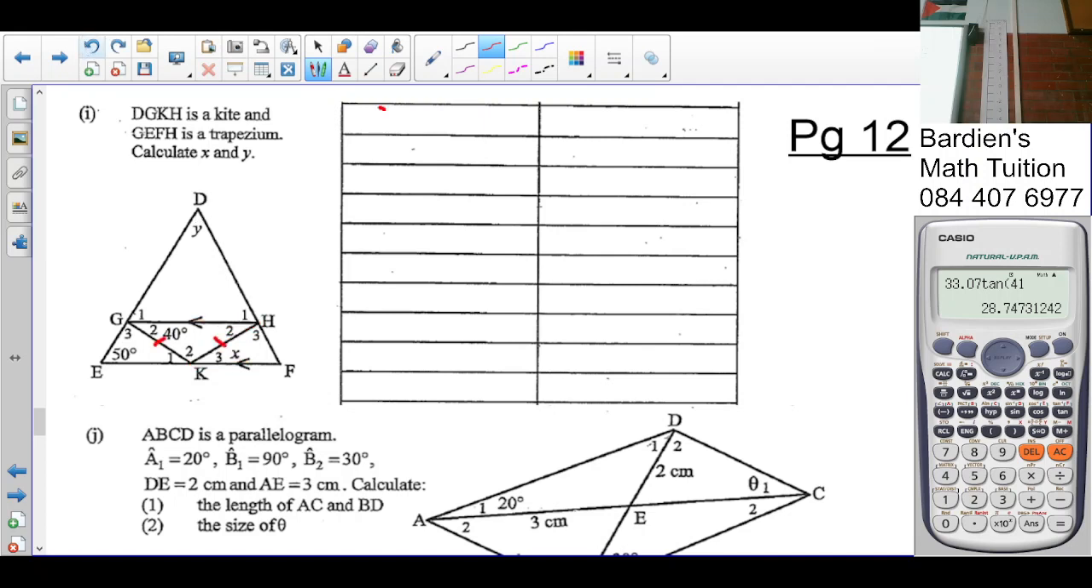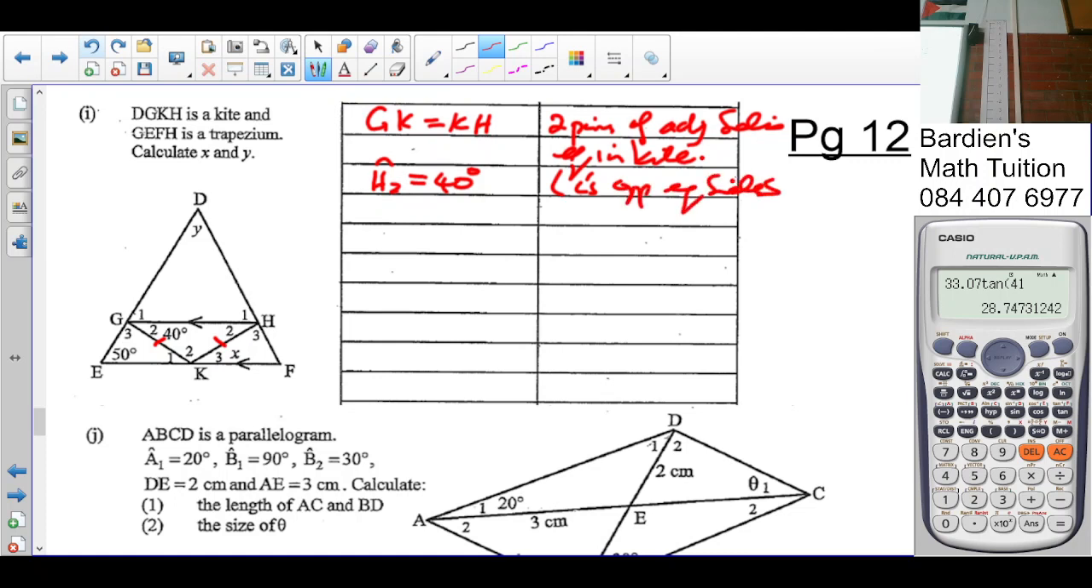Right. So let's go. Firstly, GK is equal to KH. Why? Two pairs of adjacent sides equal in kite. So H2 is 40 degrees. Why? Angles opposite equal sides. Now I can work out, so now I can say that x is equal to 40 degrees. We said it's alternate angles. So alternate angles with GH being parallel to EF. Okay.